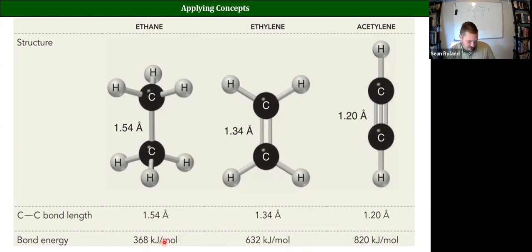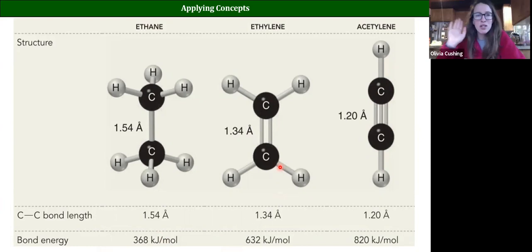So 632 minus 368, and we get 264 kilojoules per mole for a pi bond. And that should be close to the difference between 820 and 632. And it's still significantly less. That triple bond is even easier to break than the double bond. In theory, the pi bonds should be very close to the same energy, but because that bond is closer together, they're not quite the same energy.